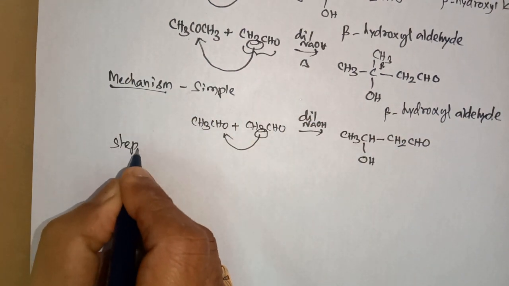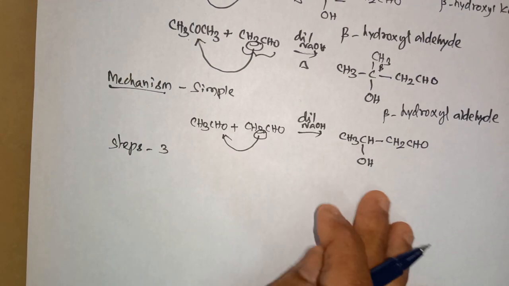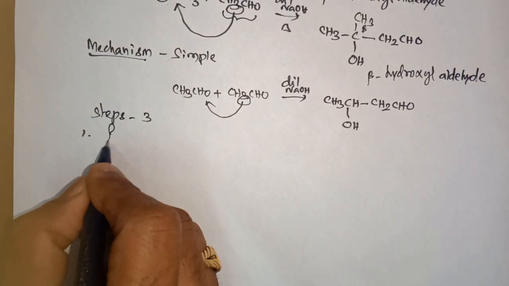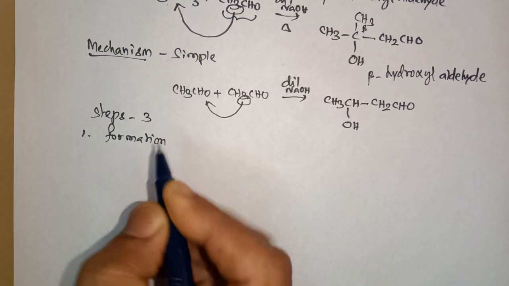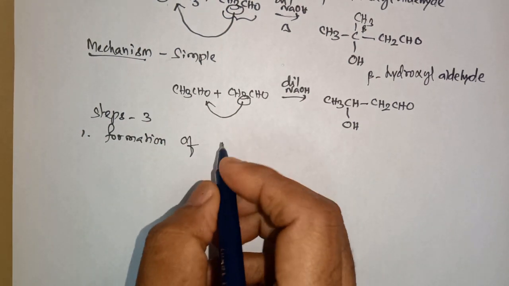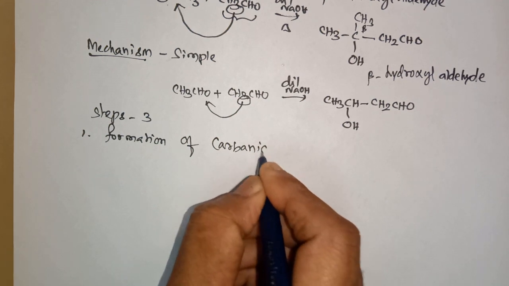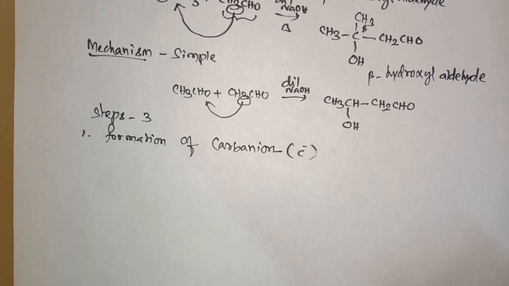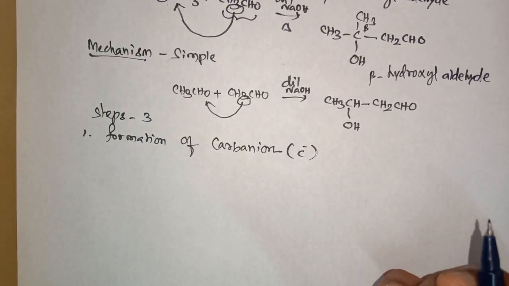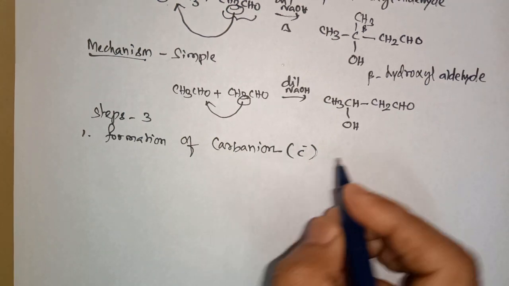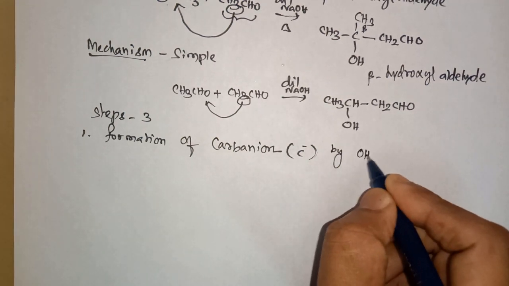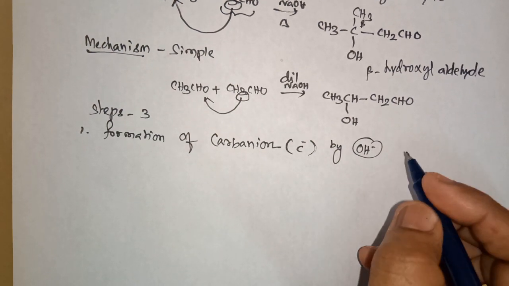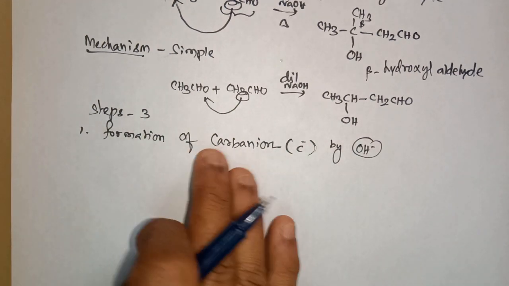Here the number of steps involved in this mechanism is 3 steps. What is the first step? The first step is the formation of carbanion. What is carbanion? That is known to you. It's an ion which contains negative charge on carbon. That is called carbanion. The formation of carbanion is by the nucleophile OH minus. Dilute sodium hydroxide will supply this OH minus. So in the first step I show the formation of carbanion.